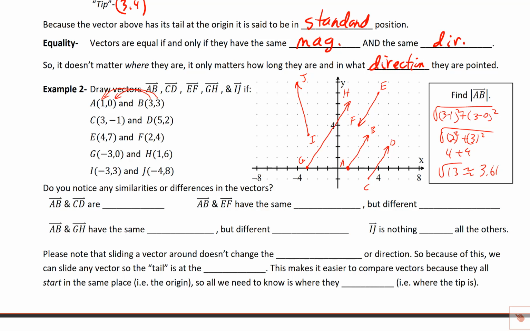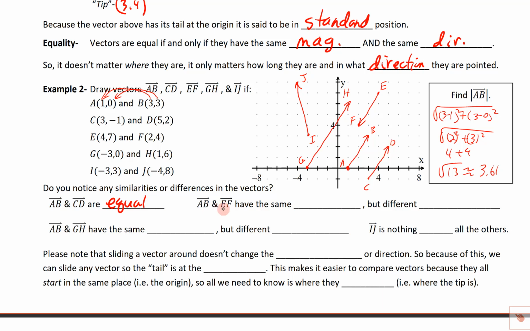Now, do we notice anything about the vectors, any similarities or any differences? So I've got some marked out here. It says AB and CD, so vector AB and vector CD. So let's take a look at that. AB and CD, those are equal. They're equal because they have exactly the same magnitude. Again, we could check it using the same calculation, and they're pointed in the same direction. We could actually check the direction using the slope.